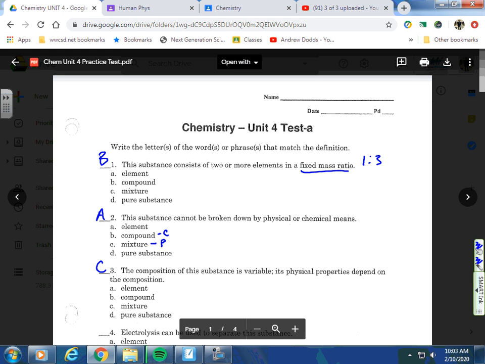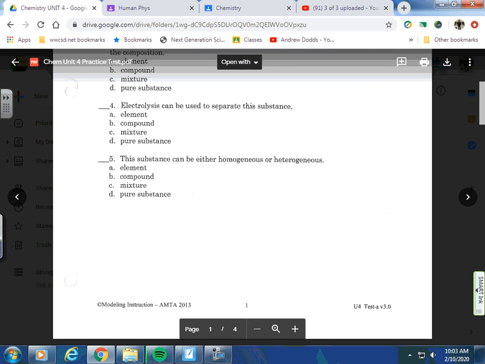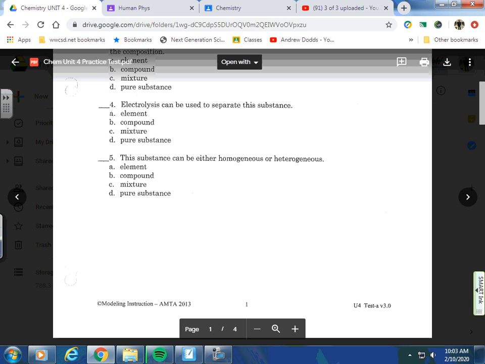Number 4. So electrolysis can be used to separate this substance. This is talking about decomposition, breaking something down by chemical means. If we want to separate a compound down into its smaller parts, that has to be by a chemical separation technique such as electrolysis, like separating water down into H2 and O2. So that is going to be B for number 4.